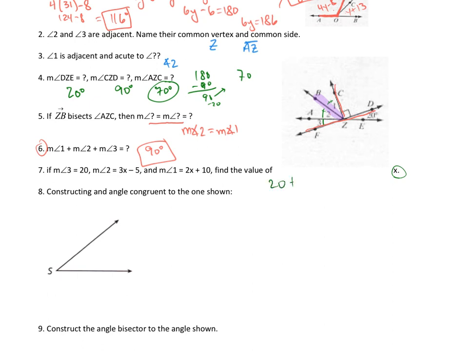So 20 plus the 3x minus 5 plus the 2x plus 10 equals 90. So let's work this out. 3x and the 2x gives me 5x. Over here, 20 minus the 5 plus the 10 will give me plus 25. And then we have equals 90. So 5x equals 90 minus 25, which comes out to be 65. And then x will end up being, dividing that by 5, 13. Find the value of x, we did that.